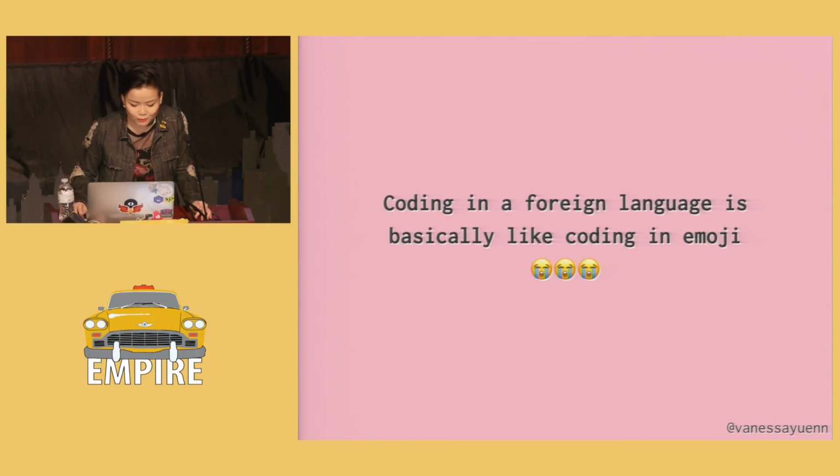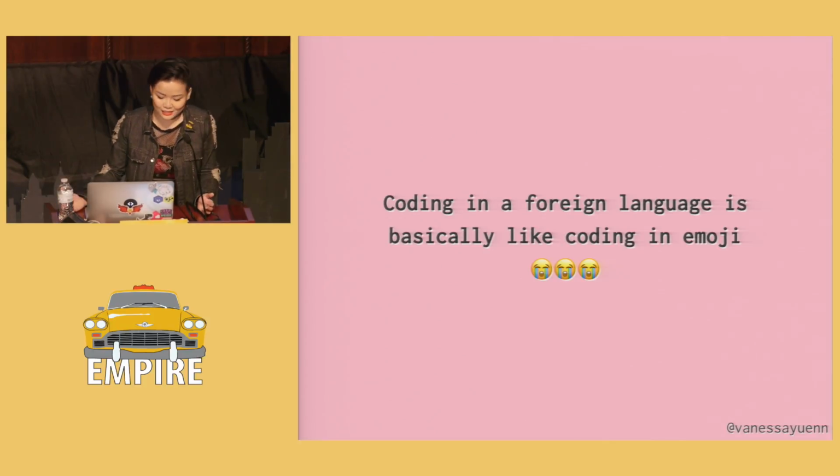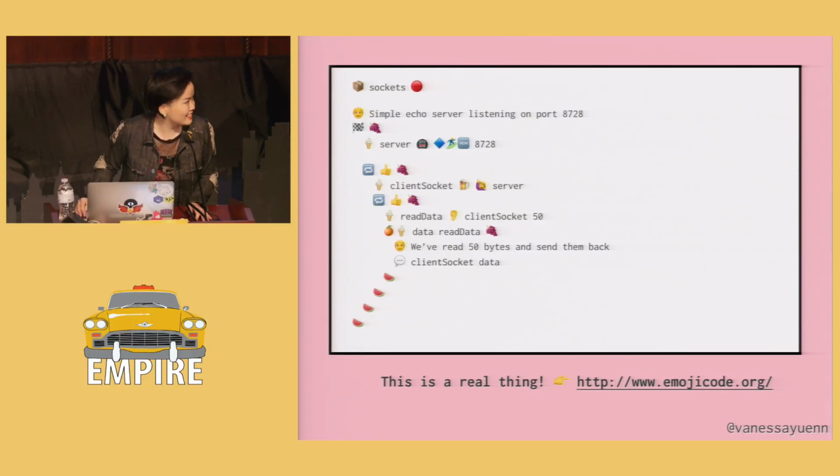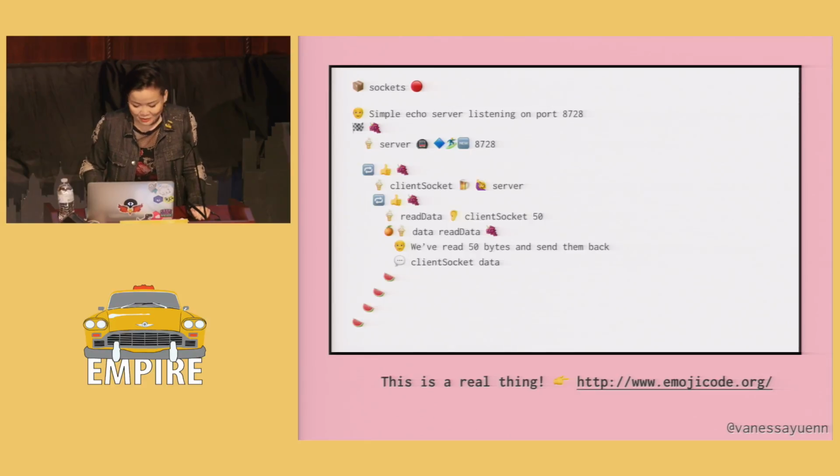Honestly, coding in a foreign language is basically like coding in emoji. I mean, when you think about it, language is really just arbitrary symbols with meanings attributed to them, kind of like emojis. And if you want to know what that's like, this is a real thing. This actually compiles and runs. It's called emoji code. I just took this sample from the documentation. I tried to write something myself. I couldn't quite figure it out. It's not easy. So if you want to get a glimpse of what it's like to code in a foreign language, try out emoji code.